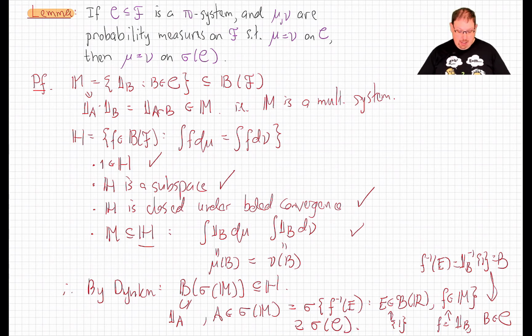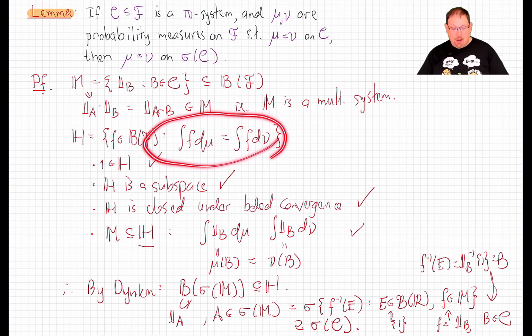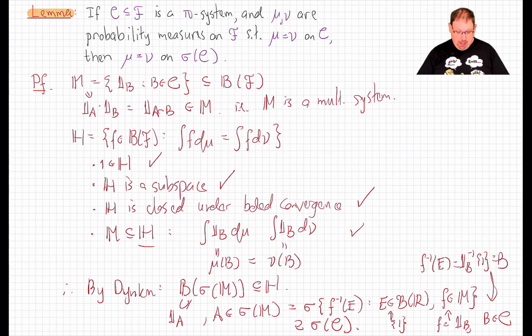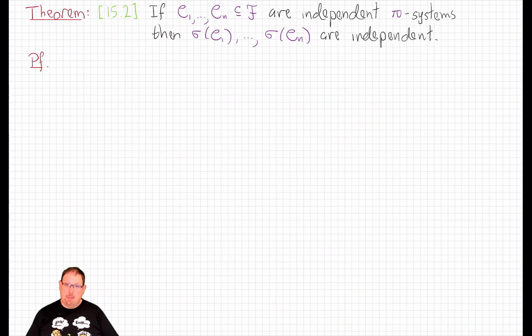And so we see that the indicator function of any event in the sigma field generated by C is in H, which is exactly to say that nu of A is equal to mu of A, which is what we wanted to show. All right, now let's use this lemma to prove the theorem that I mentioned.